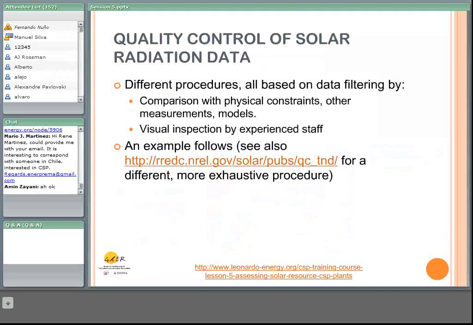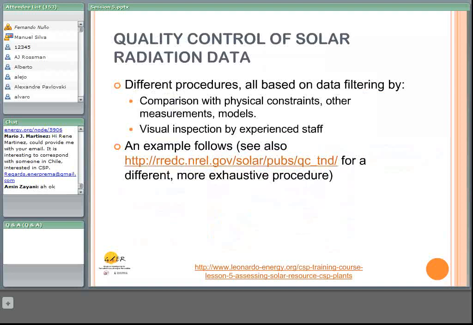Once we have a measurement station, we should make sure that we are measuring correctly. For this, it's important to control the quality of solar radiation data. There are many different procedures, all of them, to my knowledge, based on filtering the data. These filters basically compare with physical constraints, with other measurements, or with models.